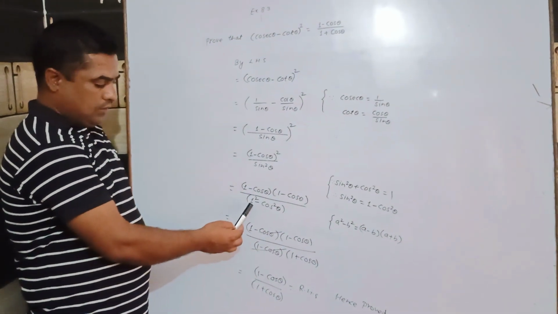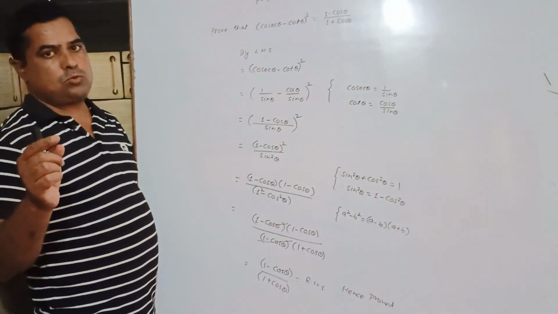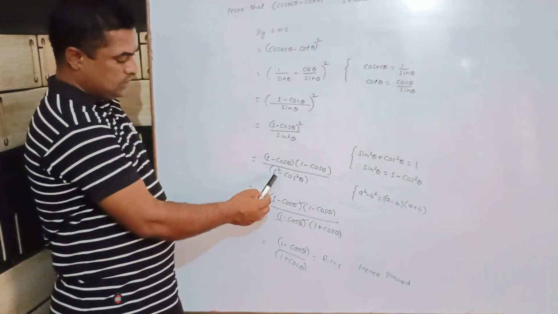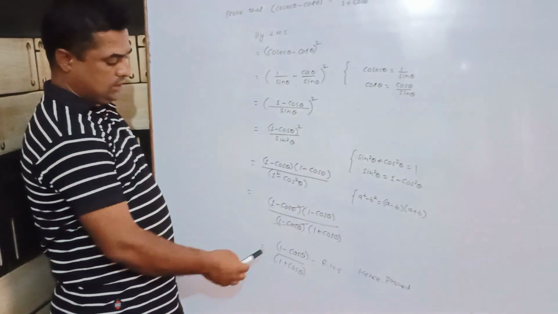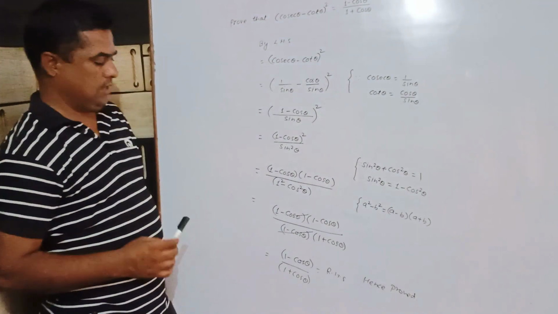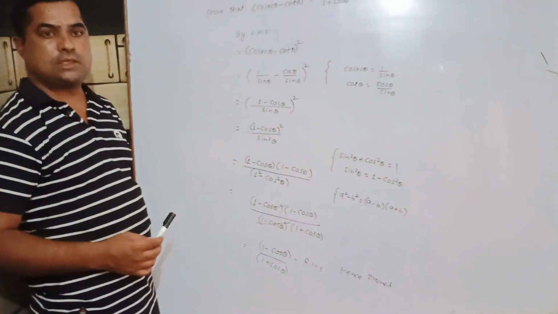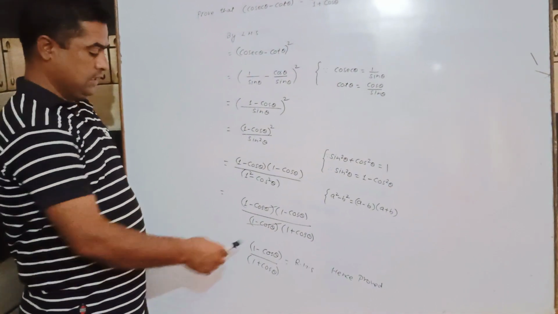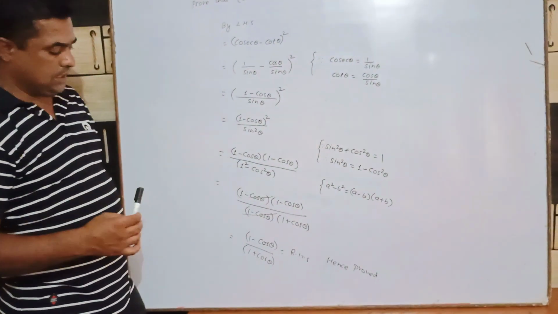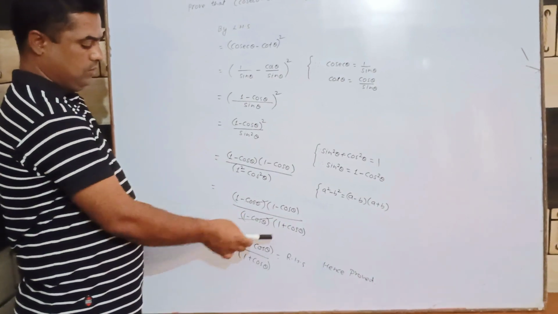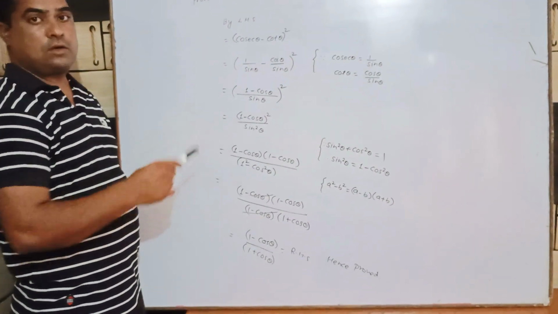Now we are applying a formula. Students, you know a square minus b square is (a minus b)(a plus b). So in the denominator we have written (1 minus cos theta)(1 plus cos theta). (1 minus cos theta) cancels out. So we will write 1 minus cos theta upon 1 plus cos theta. This is your right hand side.